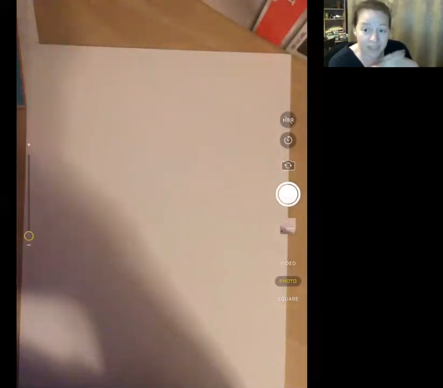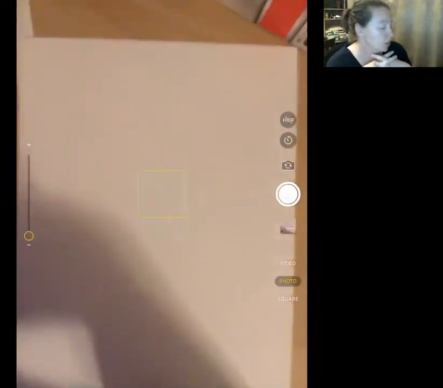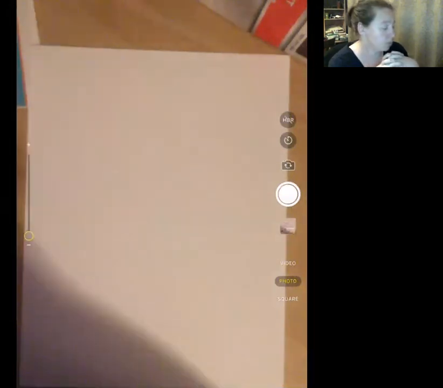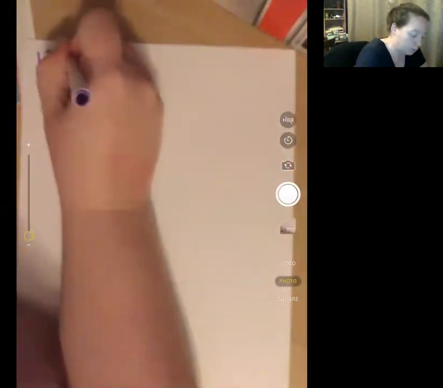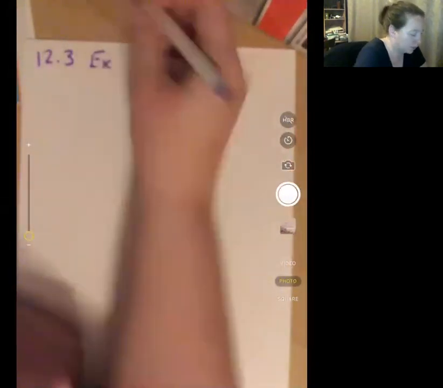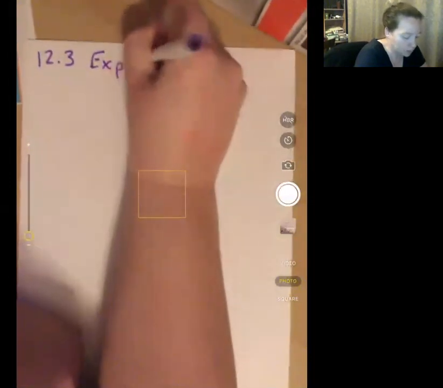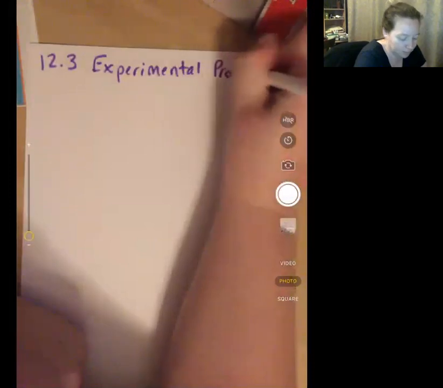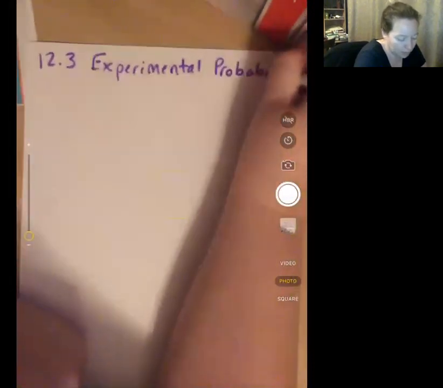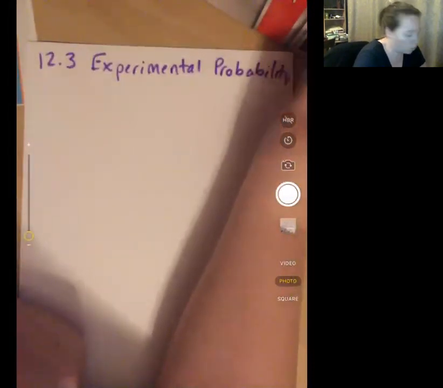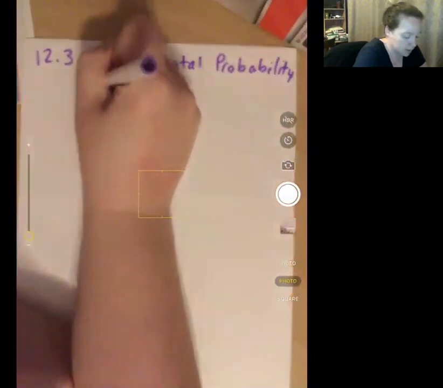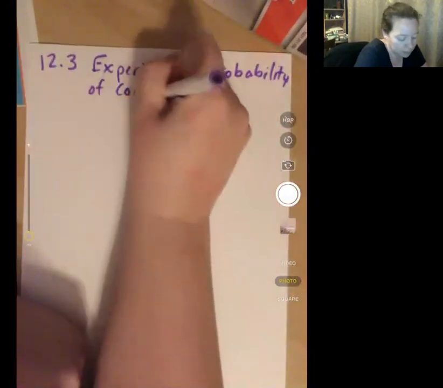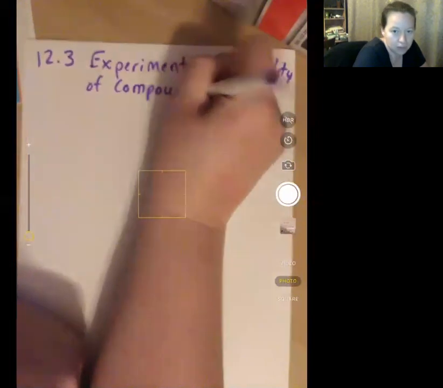Hi guys, this is going to be 12.3, experimental probability of compound events. So we're going to start with notes. 12.3, experimental probability of compound events.